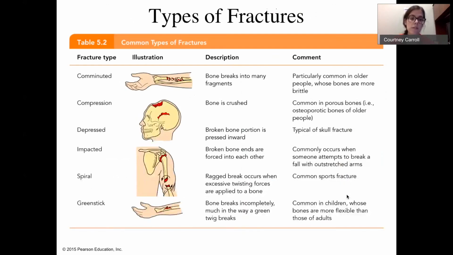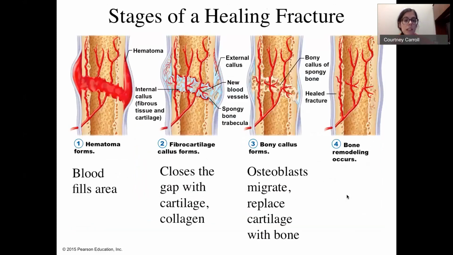There are a bunch of different types that you should be familiar with, but to heal, it's going to occur in 4 stages. We're going to form a hematoma, where blood is going to fill the area. We're going to close the gap with cartilage and collagen. The osteoblasts will migrate in and replace that cartilage with bone, and then we'll have some bone remodeling that will occur. So again, a dynamic process.